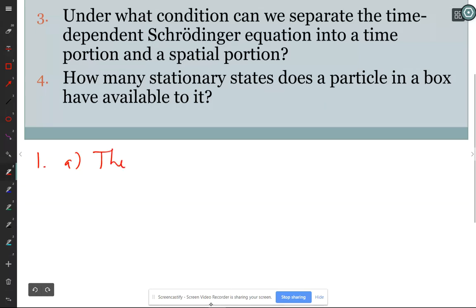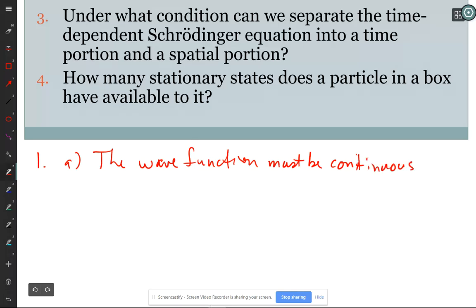the wave function must be continuous. You can't have a jump in the wave function. And so that's why we set at boundary x equals 0, psi 1 equals psi 2. And at boundary x equals L, psi 2 equals psi 3. So that was the first boundary condition. And that's the one that I expected you to come up with because that's the one we used.